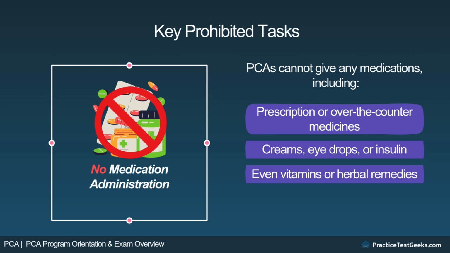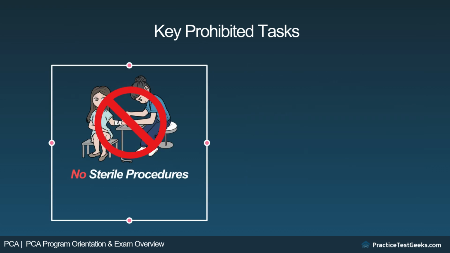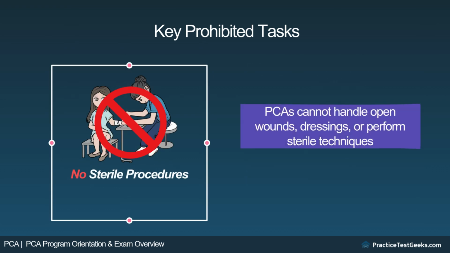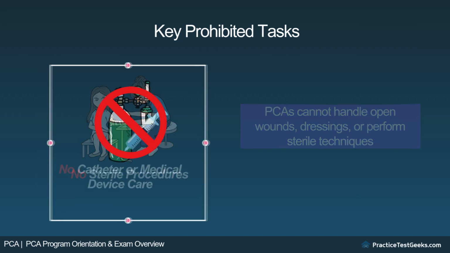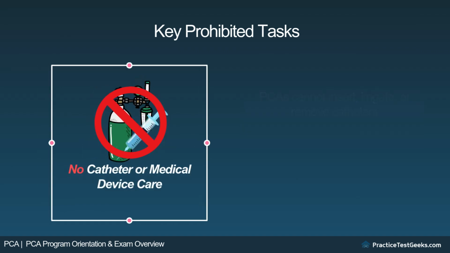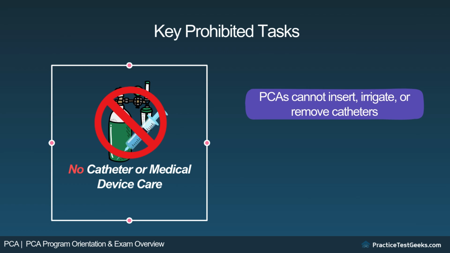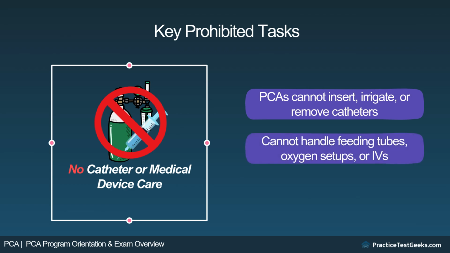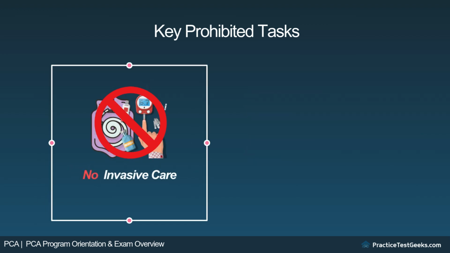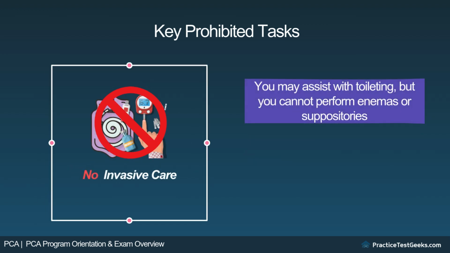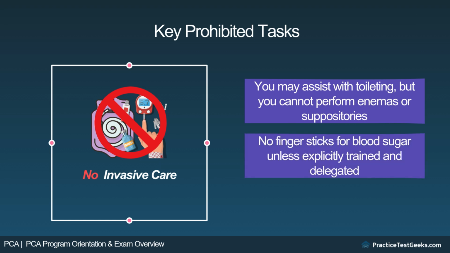Some states may allow it if specifically trained and delegated by a nurse. Check local rules. 2. No sterile procedures. PCAs cannot handle open wounds, dressings, or perform sterile techniques. 3. No catheter or medical device care. PCAs cannot insert, irrigate, or remove catheters, and cannot handle feeding tubes, oxygen setups, or IVs. 4. No invasive care. You may assist with toileting, but you cannot perform enemas or suppositories. No finger sticks for blood sugar unless explicitly trained and delegated.